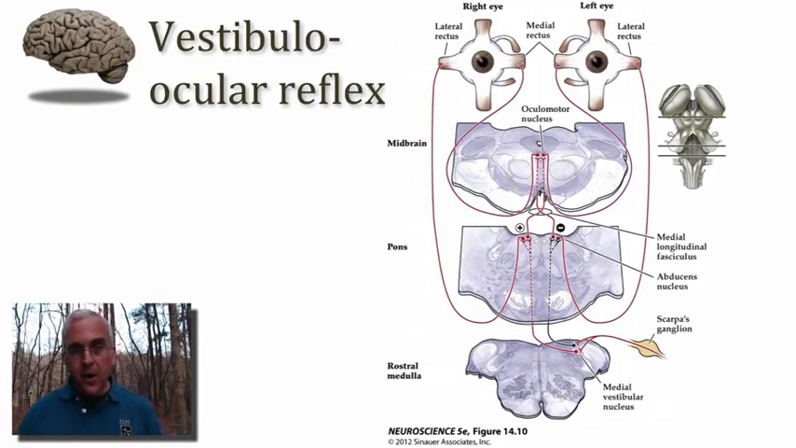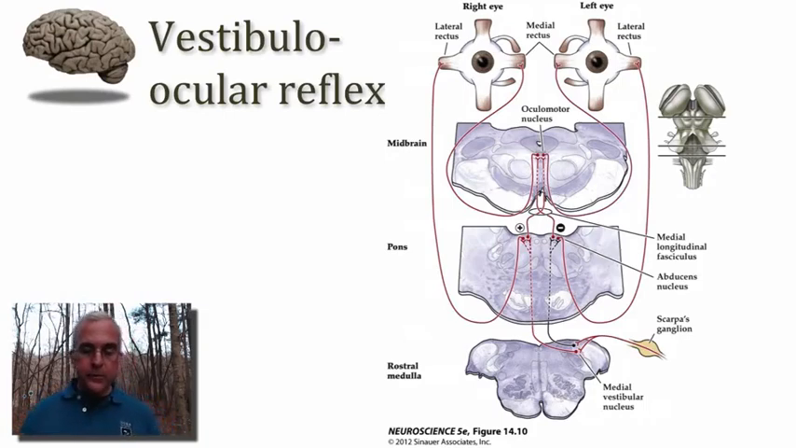The movements of our eyes are exactly matched to the movements of our heads, both in amplitude and in velocity. If that were not so, we would not be able to maintain fixation during the movements of our head. So how is this possible? Well, this figure 14.10 illustrates the circuitry that makes this possible.